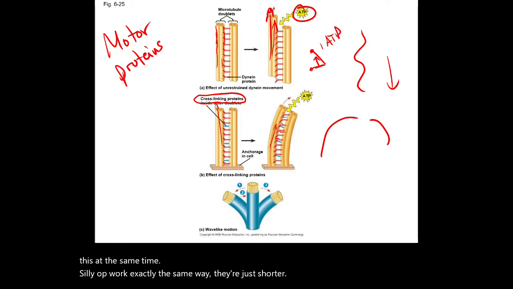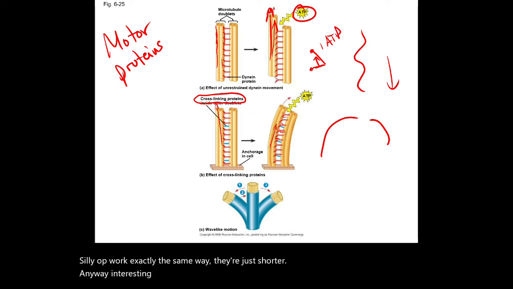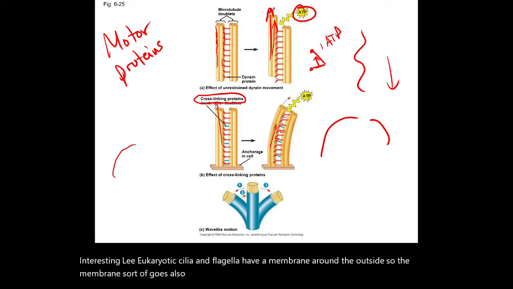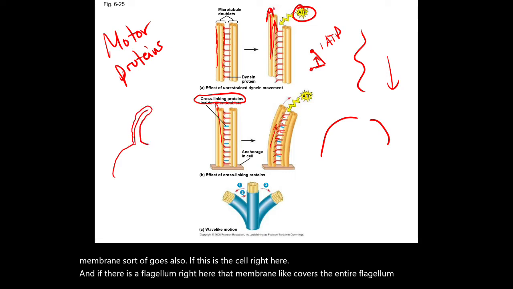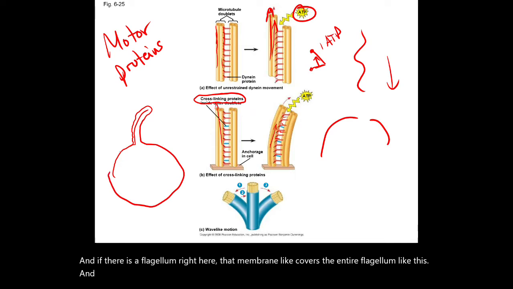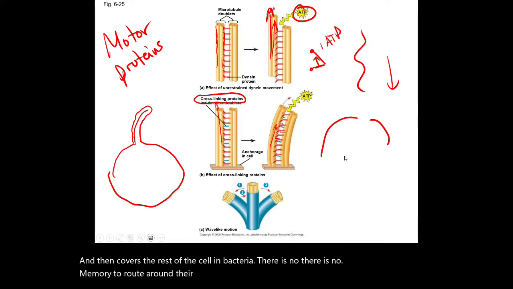Anyway, interestingly, eukaryotic cilia and flagella have a membrane around the outside. So if this is the cell right here, and if there's a flagellum right here, the membrane covers the entire flagellum like this, and then covers the rest of the cell. In bacteria, there is no membrane around their flagella, so structurally they're a little bit different.